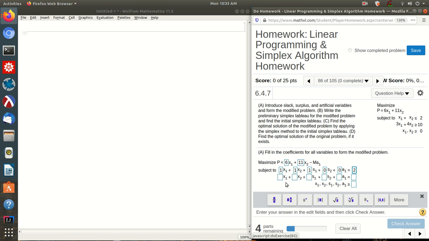Let's look at the second constraint. 3x1 plus 4x2. There's no slack variable. There is a surplus variable, which always has the coefficient of -1, and there is an artificial variable, and that's going to have a coefficient of 1 is equal to 10, and all of my variables are non-negative.